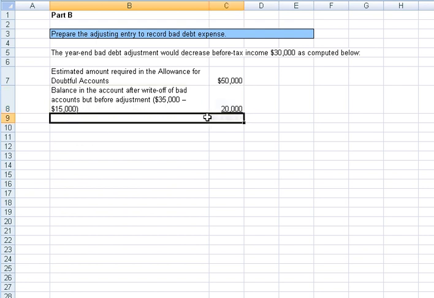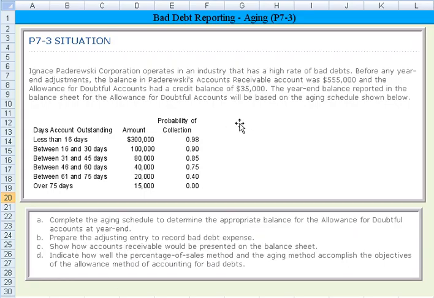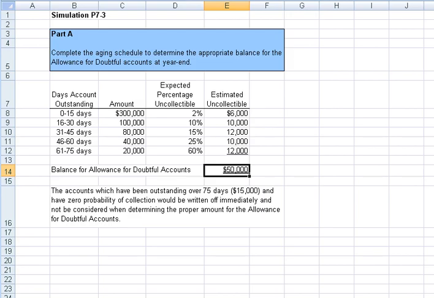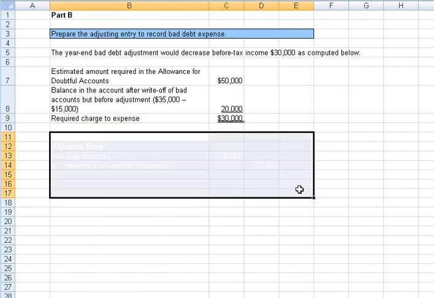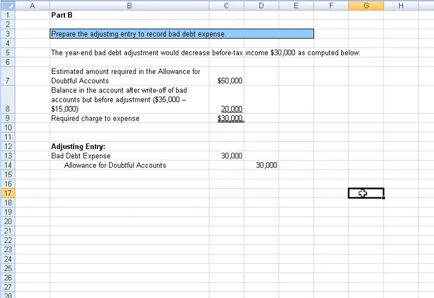So that means we need to record a $30,000 expense to get us to the proper amount. The balance in the account after the write-off of the bad debt accounts, but before adjustment, was 35 minus 15, and the amount that we had was 35,000. So that's where we come up with the 35,000 amount. Then the adjusting entry is simply a debit to bad debt expense for 30,000 and a credit to allowance for doubtful accounts. All right, let's take a look at Part C now.